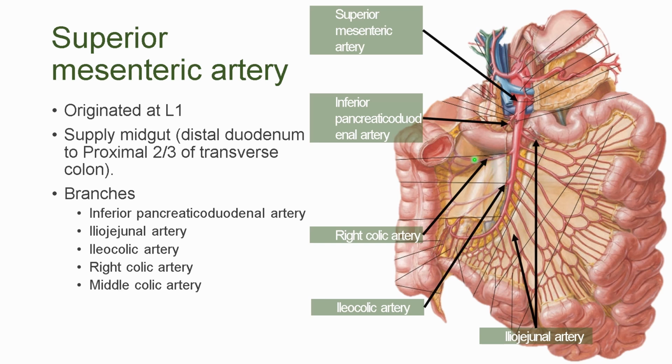The next artery is the middle colic artery, and it supplies two-thirds of the transverse colon. Due to the section cut of the transverse colon in this diagram, you can't see the supply, but you can see the origination of the artery, that is the middle colic artery, here.